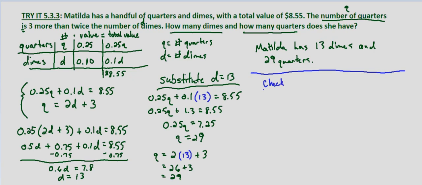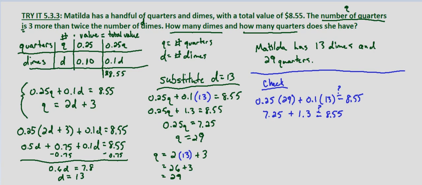So check by substituting these into both equations. So 0.25 times 29 quarters plus 0.1 times 13 dimes, does that equal 8.55? Well, 0.25 times 29 is 7.25, and 0.1 times 13 is 1.3. Does that equal 8.55? And that does indeed equal 8.55. So it checks in our first equation.